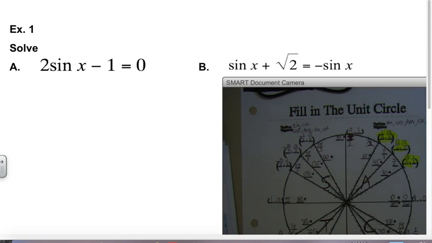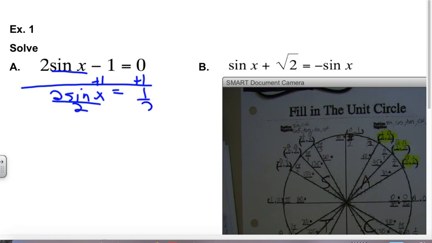Okay, so right here our trig function is sine of x. So we want to isolate that. So we need to get rid of the -1 and the ×2. So we're going to add 1 first. So that leaves us 2 sine x equals 1. Then we need to divide by 2 to get the sine x by itself. So sine x equals 1/2.